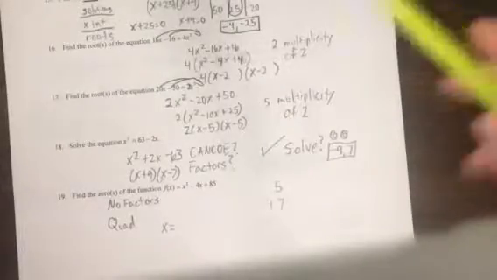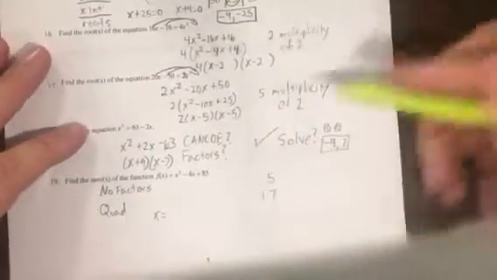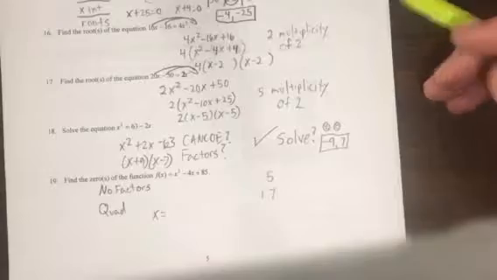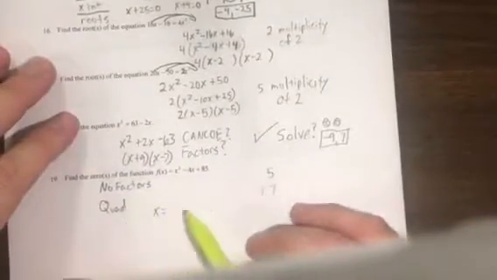Now with number 19, I had to start over. I apologize. Okay, 19. Find the zeros. Again, shh, folks, hush. Roots, zeros, solutions, all of them are the same, so I'm going to use the quadratic.